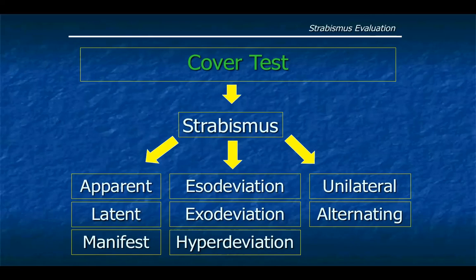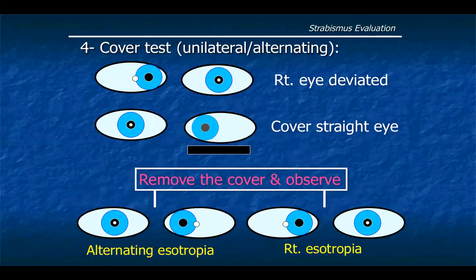The last value of the cover test is to determine if the strabismus is unilateral, where one eye always squints and the other eye is always straight, or alternating, where the patient sometimes squints with the right eye and sometimes squints with the left eye. As seen in this diagram, the right eye is deviated and the left eye is straight.